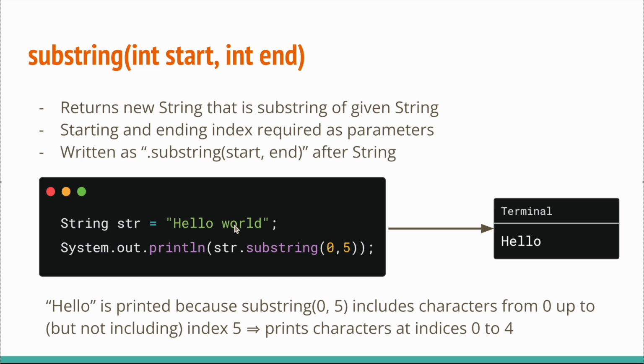Next, we have the substring method. This returns a new string that is the substring of the given string. The starting and ending indexes are required as parameters. It is written as .substring(start, end) after the string. So if we want to find the substring from 0 up to 5, so this is excluded, then we will get "hello", because we're going from 0, 1, 2, 3, 4. And then 5 is a stopping point. So you do not get the space.